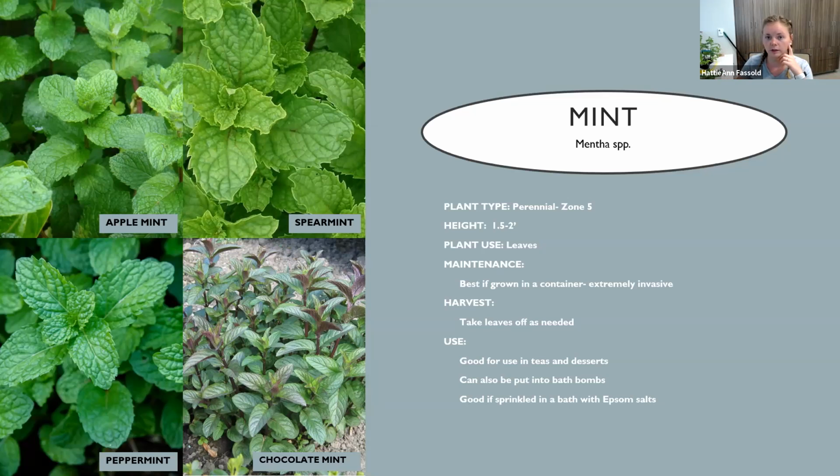Again, it's best if it's grown in a container because mint is extremely invasive. With harvesting these, you could just take the leaves off as needed throughout the season, and then especially at the end of the season, making sure to get it all before it goes.